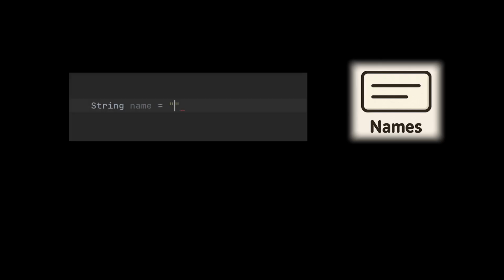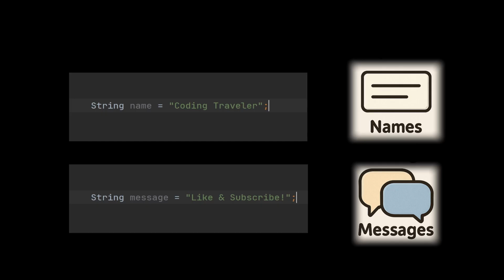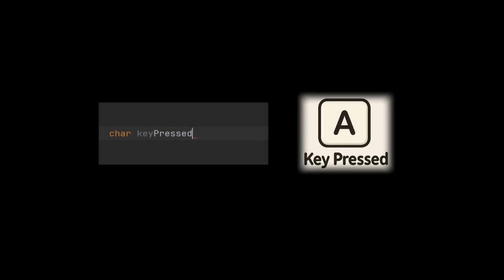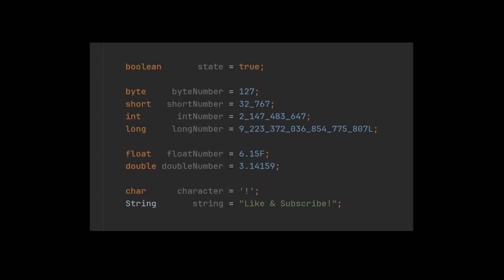Textual data you can hold in strings, for example, names or messages. If you need to hold only one symbol, then you can use char. There are also two more data types for numbers, byte and short. They are almost never used. Prefer int instead of them.